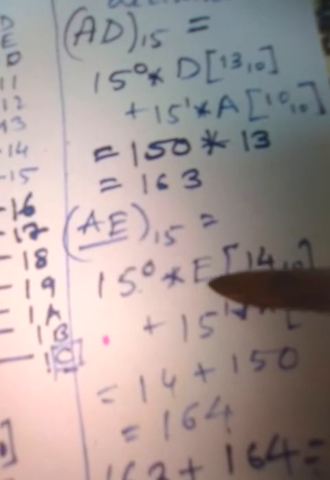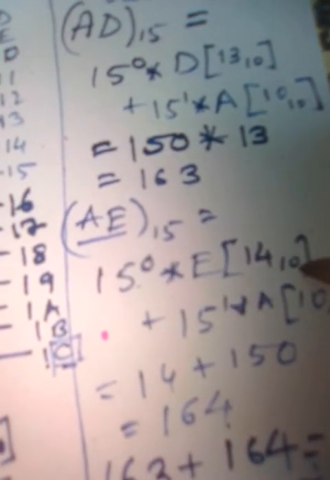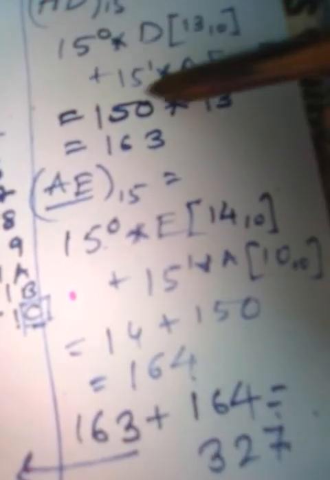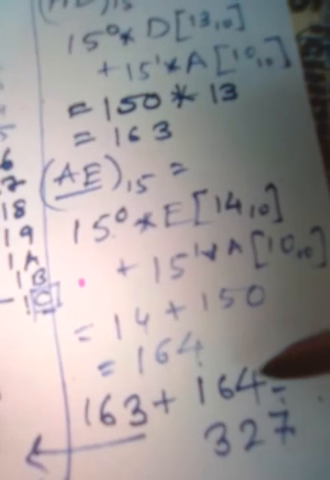Then come to AE. Similarly, we have 15 to the power of 0 multiplied by E, which is 14 in decimal, plus 15 to the power of 1 multiplied by A, which is 10 in decimal. So we have 1 multiplied by 14 plus 10 multiplied by 15, that's 164. Now 163 plus 164 gives you 327.